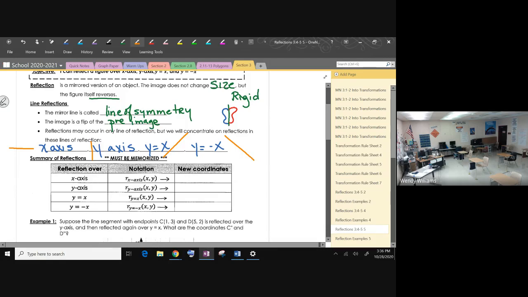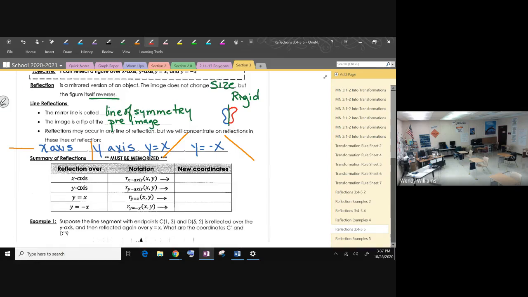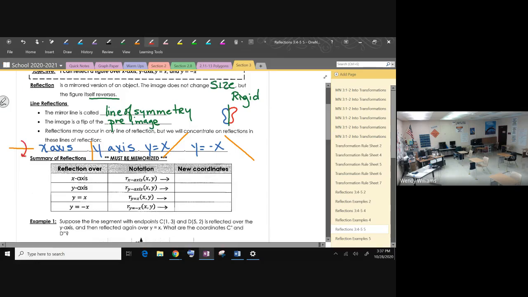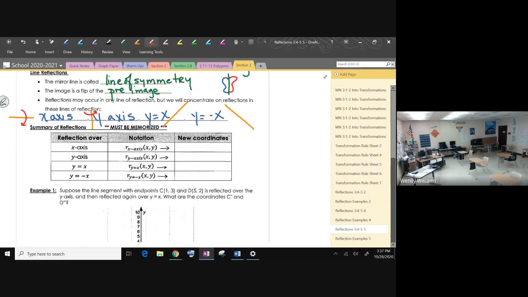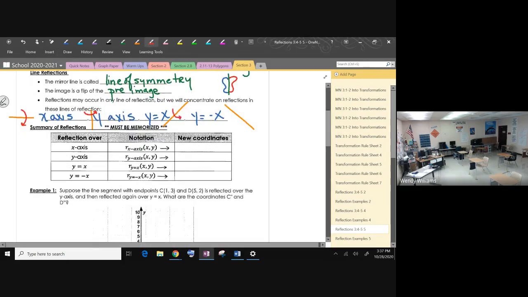When we go to flip or reverse over them, we're jumping from one side to the other. So that's why the y changes. We're going from the left to the right. That's why the x changes. We're going from the y down to the x side, and then up from the x to the y.